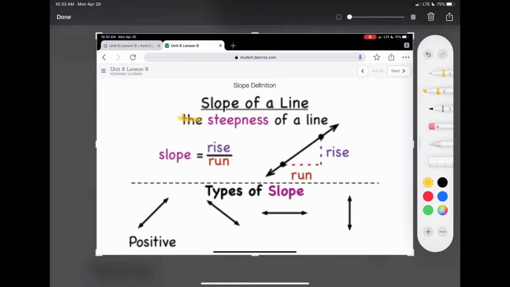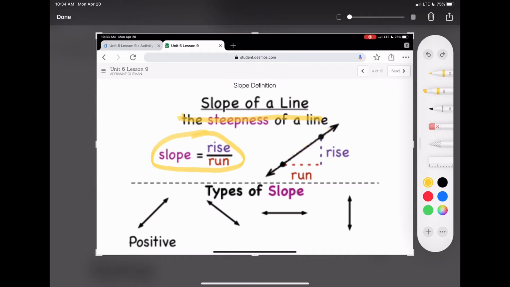Slope is actually the steepness of a line. So how steep is a line? One of the most common things that students remember about slope is rise over run. And so let's say I want to measure the steepness of this line here between these 2 points. Then I can count. It's usually on a graph, and I could count the rise over run.